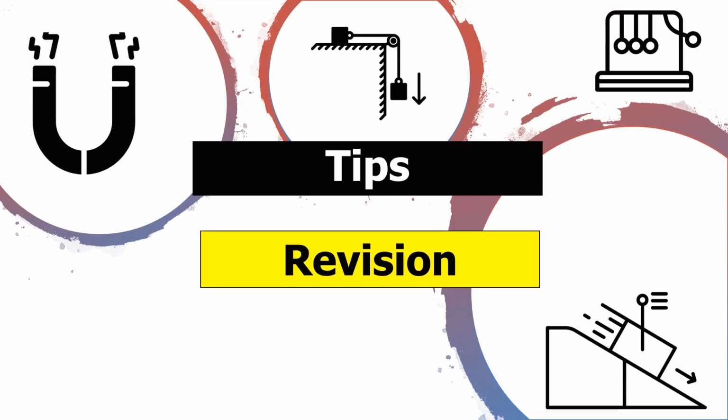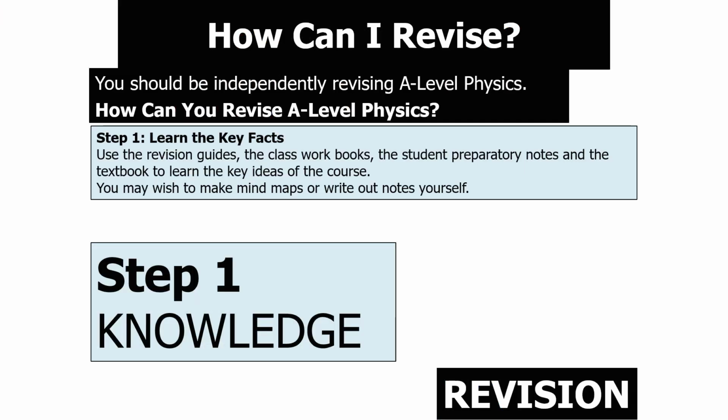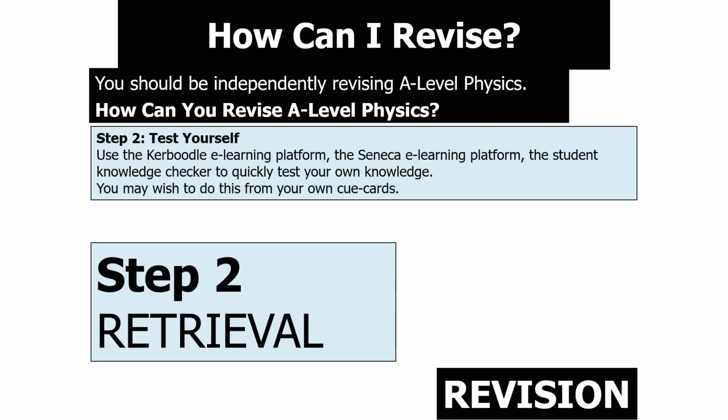So how should you be revising for your A-Level Physics examinations? Firstly, learn the key facts. Use the revision guide, the class workbooks, the student prep notes and the textbook to learn the key ideas of the course, and you may wish to make mind maps or write out the notes yourself. Secondly, retrieve your key understanding by using Caboodle, using Seneca, using student knowledge checkers to quickly test your own knowledge, and you may wish to do this from your own cue cards.